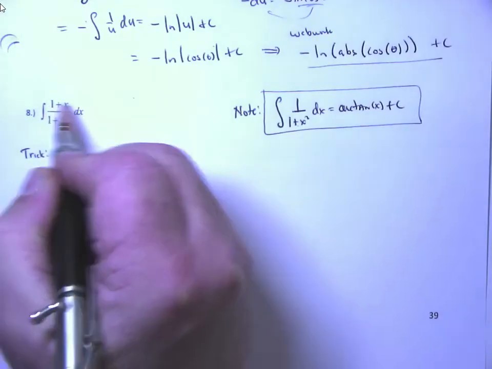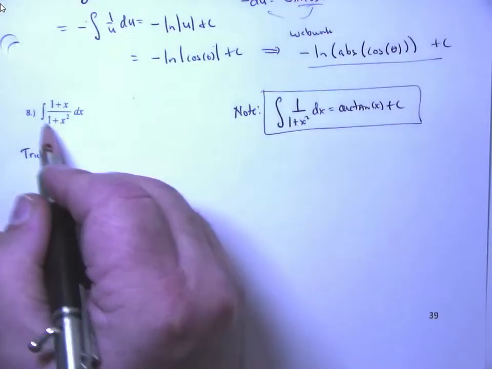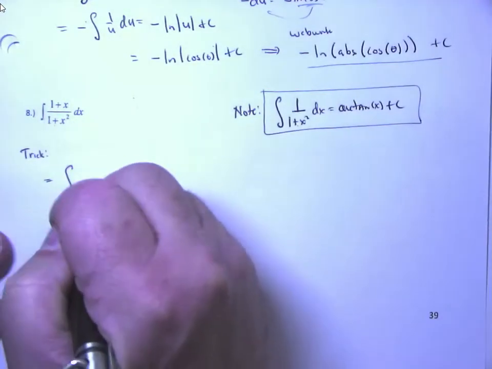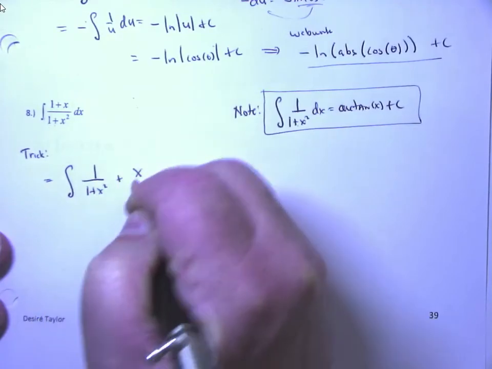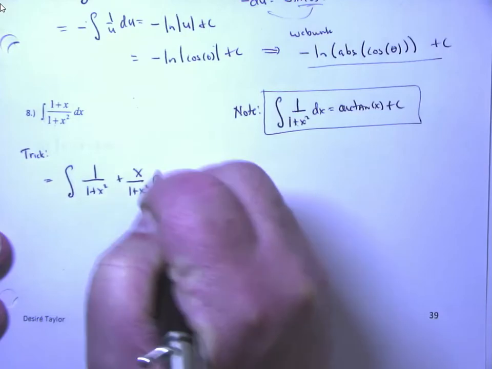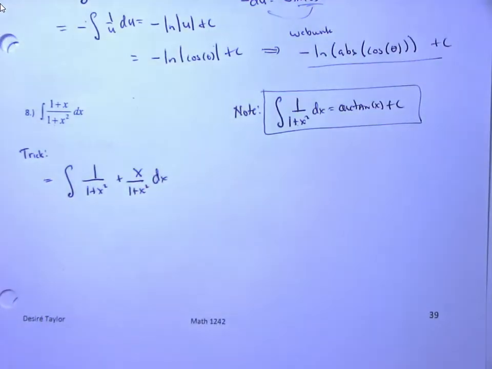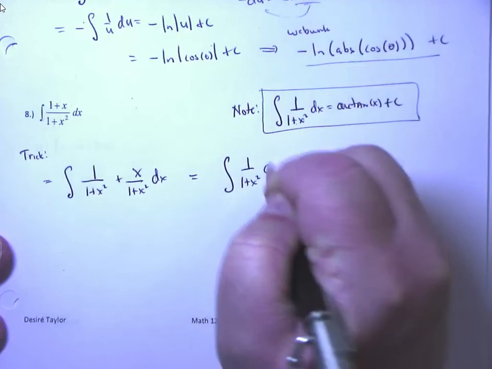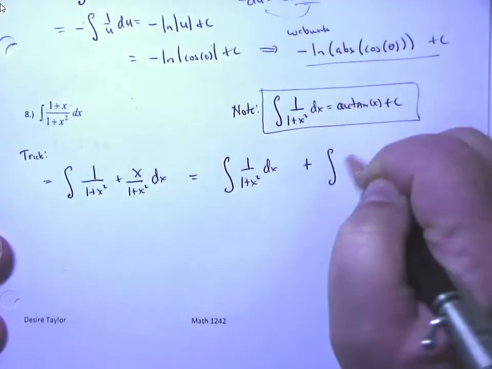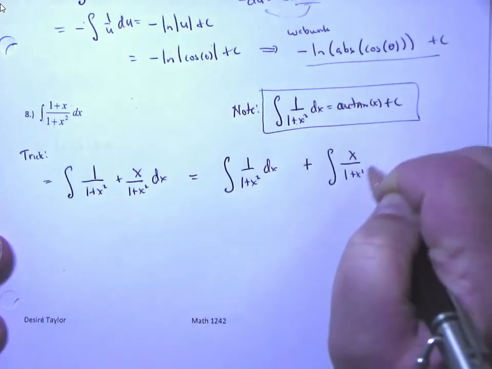Since I have 2 terms in the numerator and I can focus on this as a single denominator, I can rewrite this as the integral of 1 over 1 plus x squared plus x over 1 plus x squared dx. Cleaning them up to fit the forms I have memorized. Does that make sense? So that problem, congratulations, has just turned into 2 problems. This now turns into the integral of 1 over 1 plus x squared dx plus the integral of x over 1 plus x squared dx.